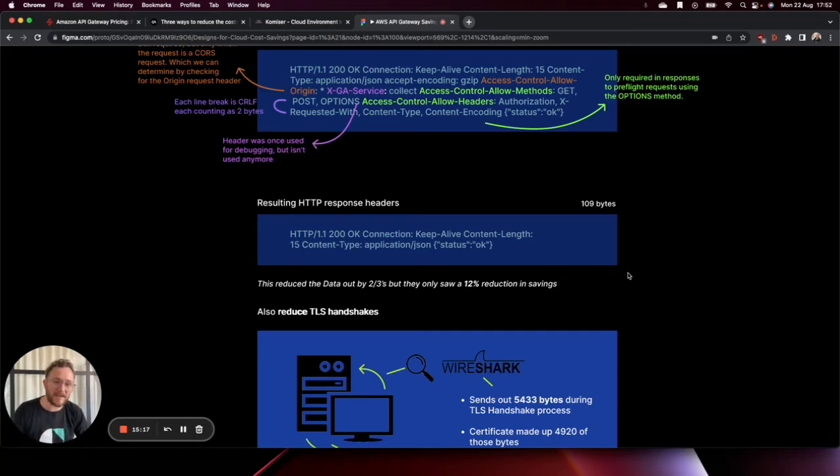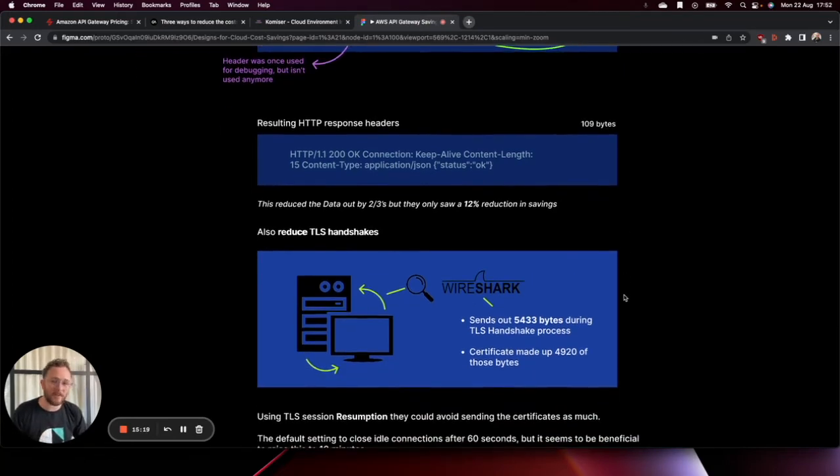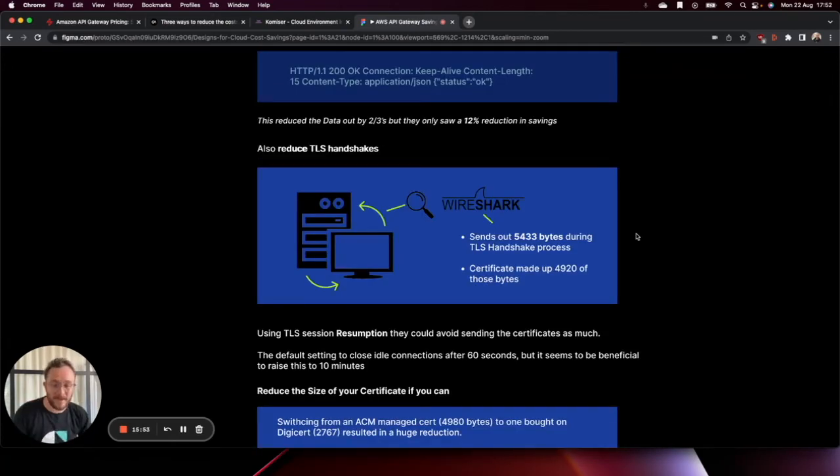And then they realized that there was a certain amount of cost that came with the exchange of the bytes during the TLS handshake. So the TLS handshake is a process that takes place to establish the HTTP connection between the client and the server. They intercepted the TLS handshake process, and they saw that the total amount of bytes exchanged was 5,433, and close to 5,000 of those were the certificate.